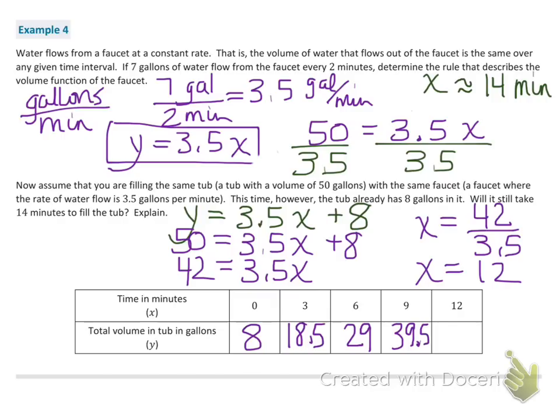So 9 gallons, or 9 minutes, I'm going to have 39.5 gallons, and at 12 minutes, I'll have the full 50 gallons. So our function description for this situation would be that that total volume in the tub is a function of the time that the faucet is running. So total volume of water flowing is a function of time.